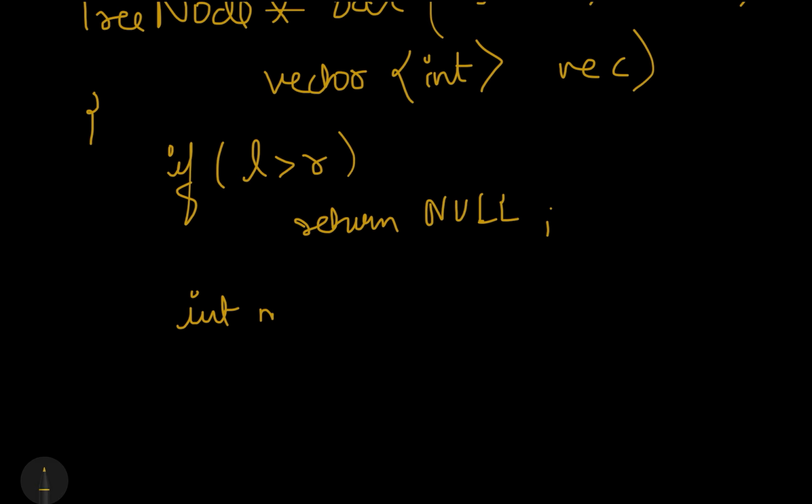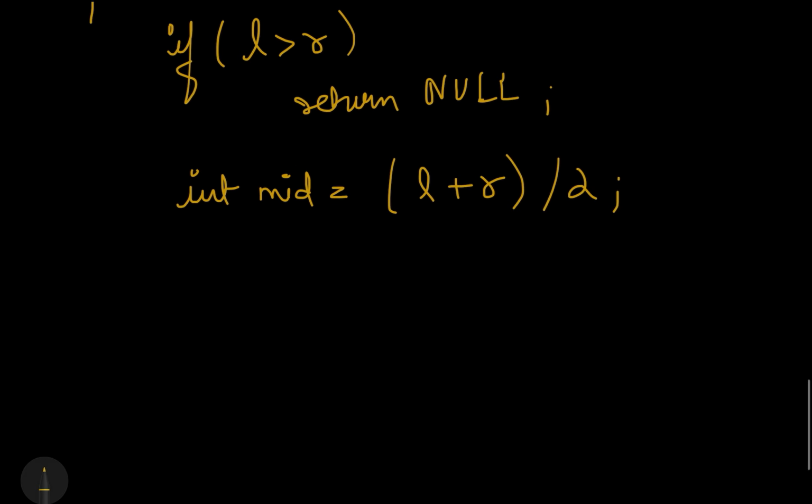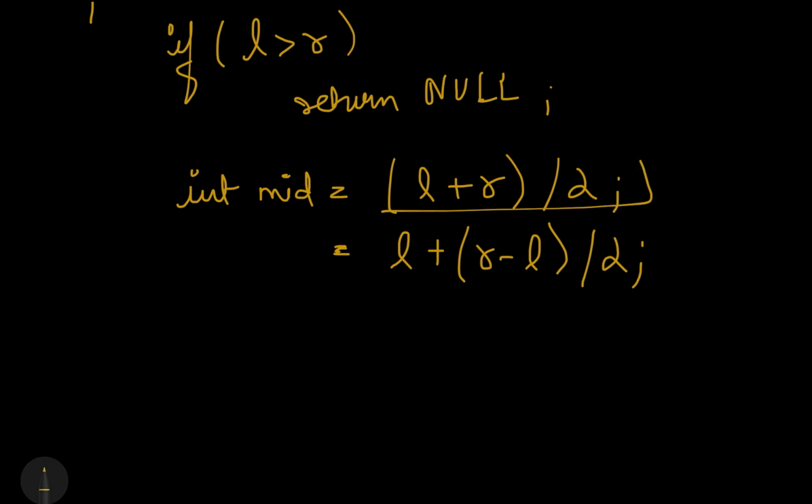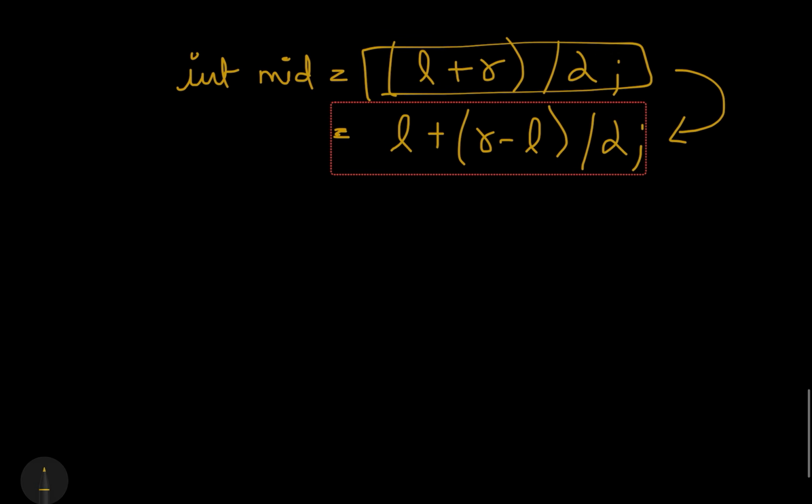Okay. And what will be our mid value? Our mid value will simply be L plus R by 2. To handle overflow, we can also write L plus (R minus L) by 2 instead of this.